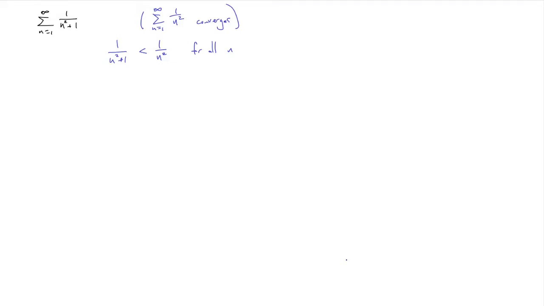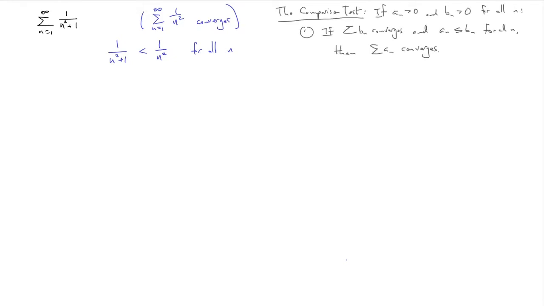The terms are all positive. We keep adding them. If it was going to diverge, it would have to be infinite. It would have to grow without bound. And yet it also has to be smaller. Each partial sum has to be smaller than the corresponding partial sum of 1 over n squared. And this is the first part of the comparison test.